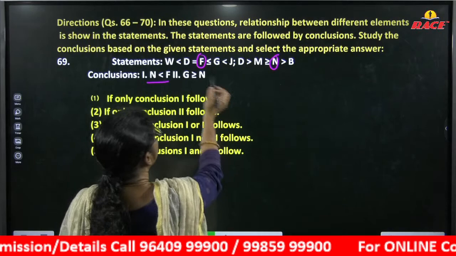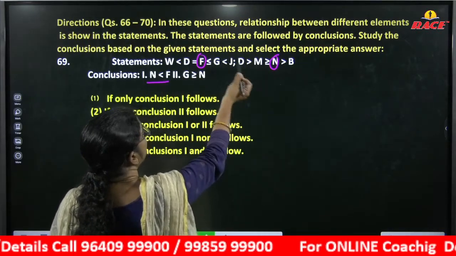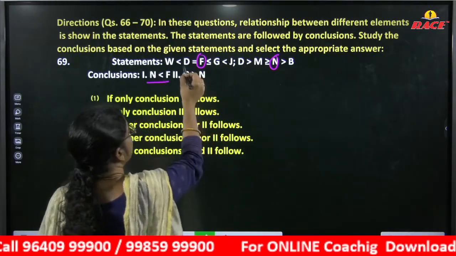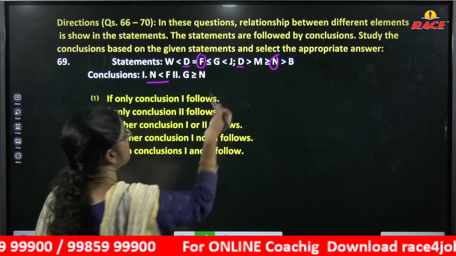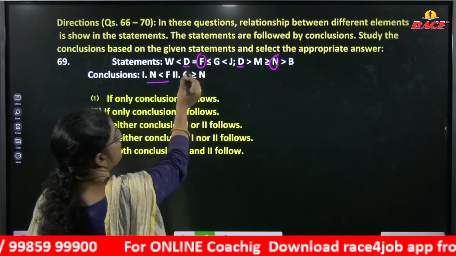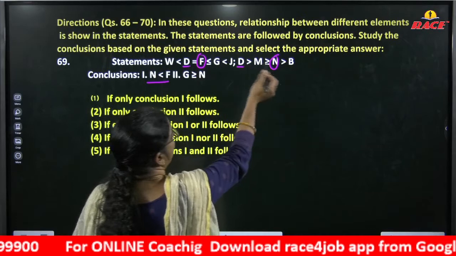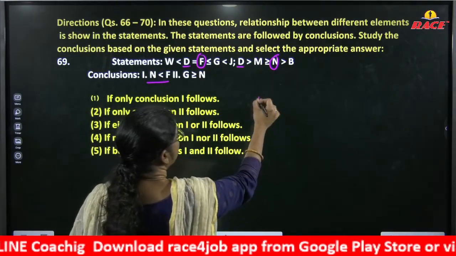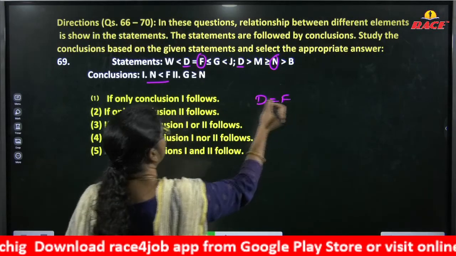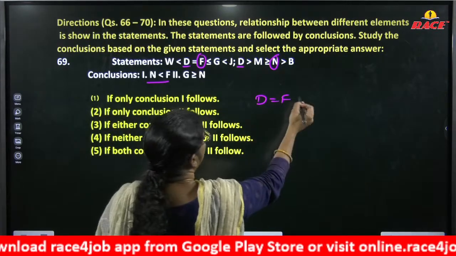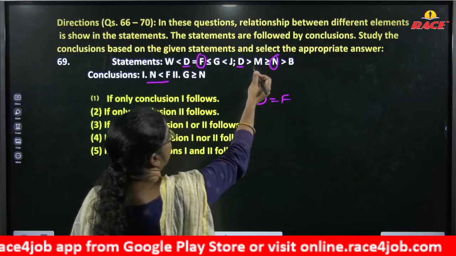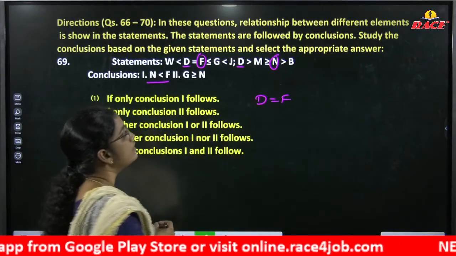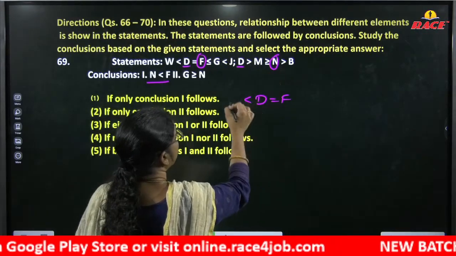Okay, N and F. So just observe here which term is common in both the statements. Here D is the common term in both the statements. So first we have to take the relation between D and F and D to N, then observe the relation between N and F. D and F relation is equal, and D and N relation is greater than. Greater than compared with greater than or is equal, so greater than. So D is greater than N.